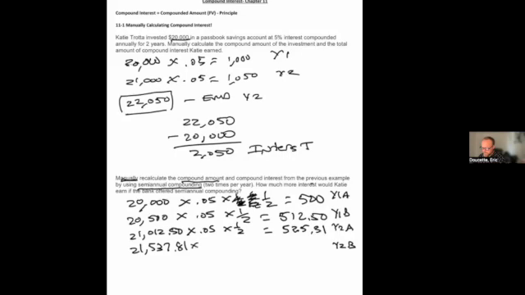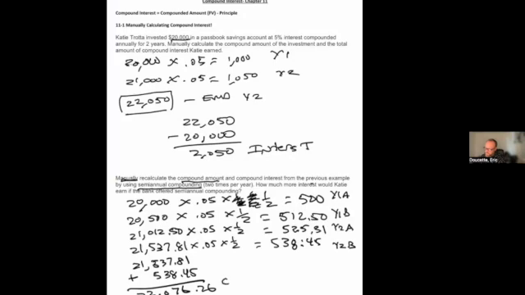So we're going to multiply that amount by 0.05 times 1 divided by 2, which equals another $538.45. And we're going to add that to the 21,537.81 plus 538.45. And that total comes out to $22,076.26. So that is my compounded amount at the end of those 2 years.